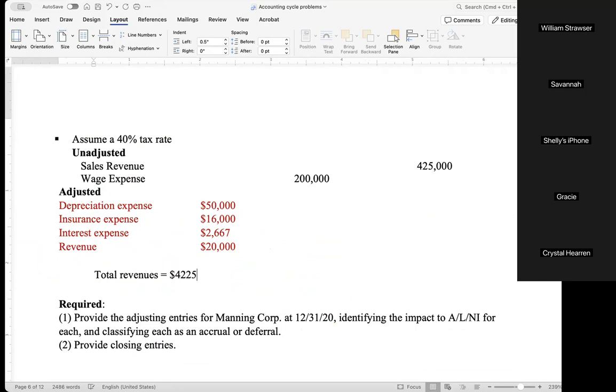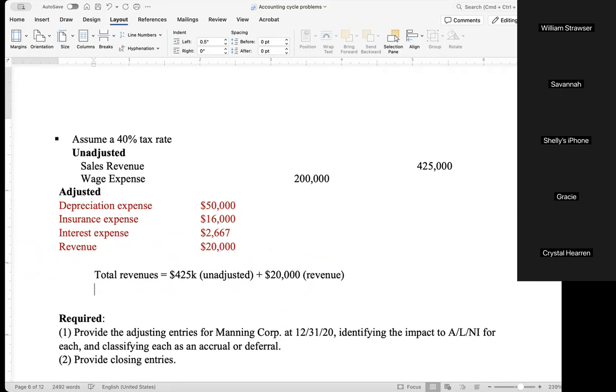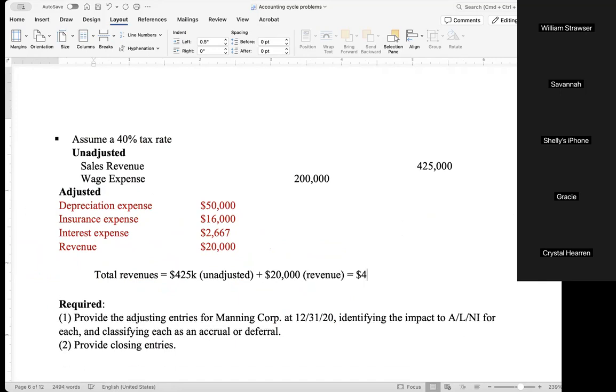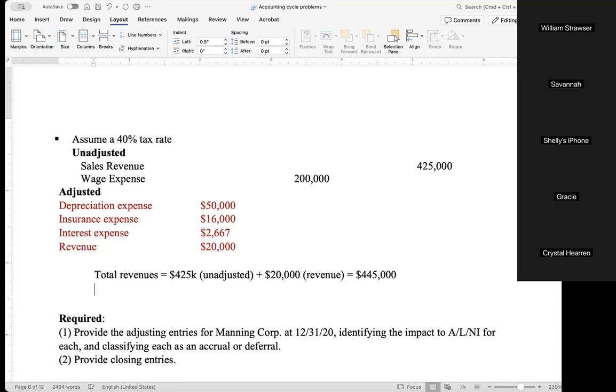And in this case, we have 425,000. That was from the unadjusted. We're adding in 20,000 because we adjusted for 20,000 revenue. And so our total revenues then are 445,000. Our total expenses, just the same idea, 200,000 for that are unadjusted. And we're adding in the ones we adjusted for, so that comes out to 38,667. Sorry, that should say adjusted revenue.